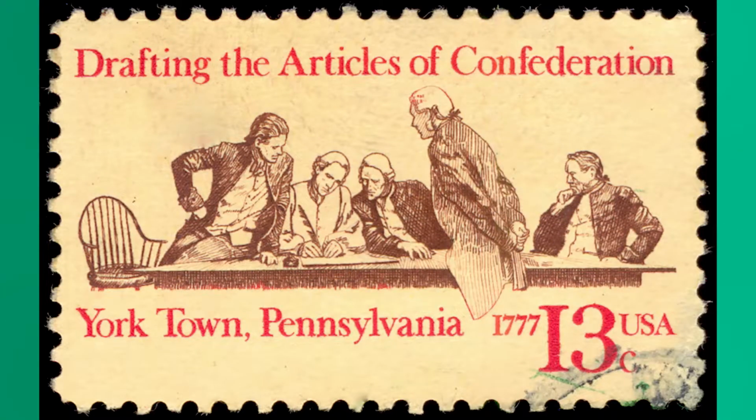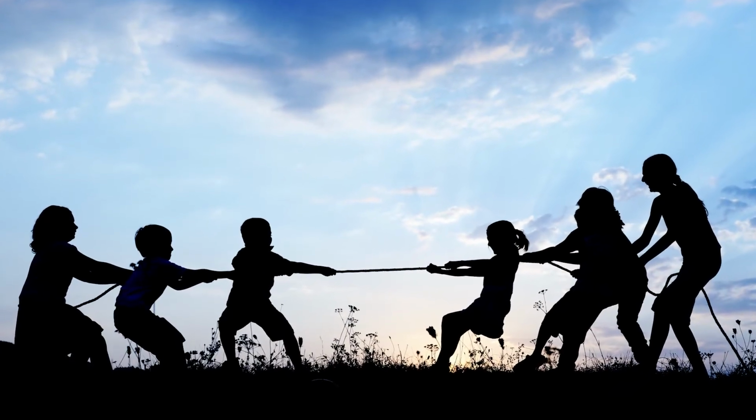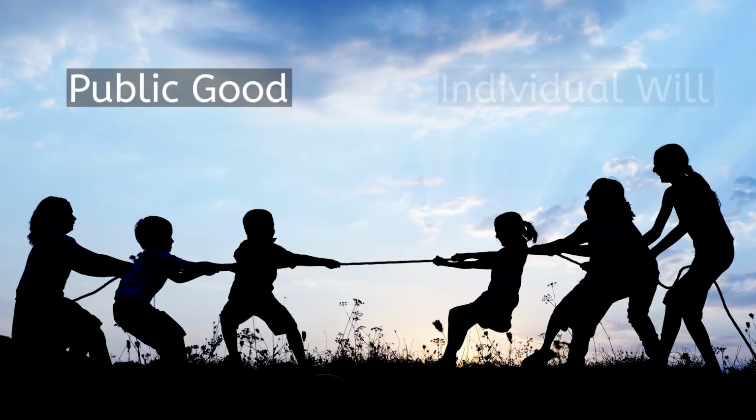First, we will discuss the Articles of Confederation. The Articles of Confederation was the first agreement in America which responded to the need to create a social contract for the establishment of civil society. We will do this so that we can evaluate the degree to which it manages that tug-of-war between public good and individual will.